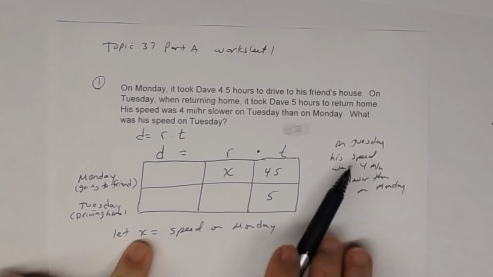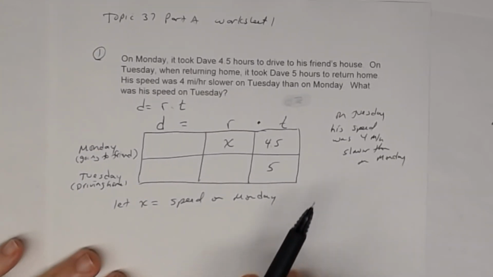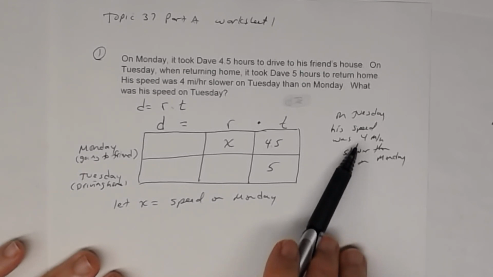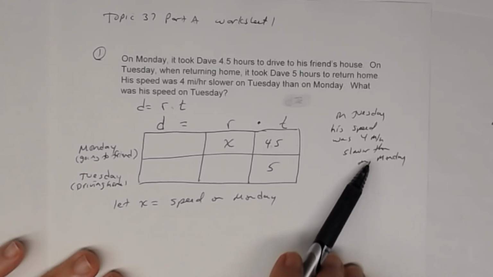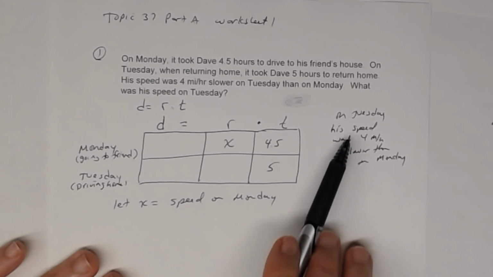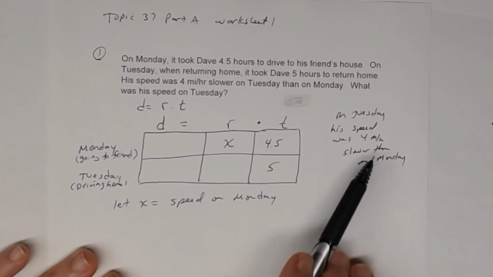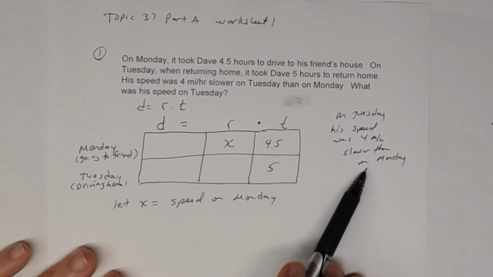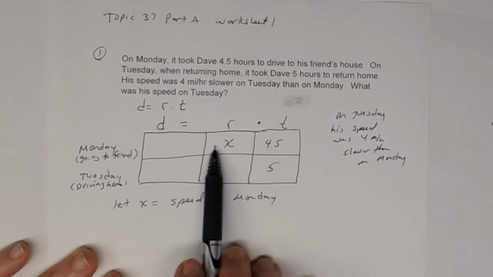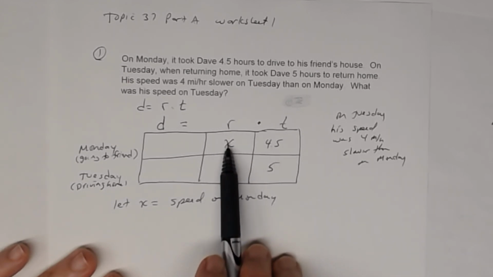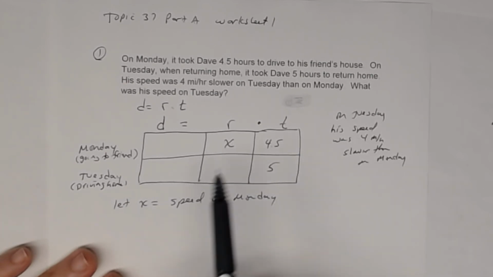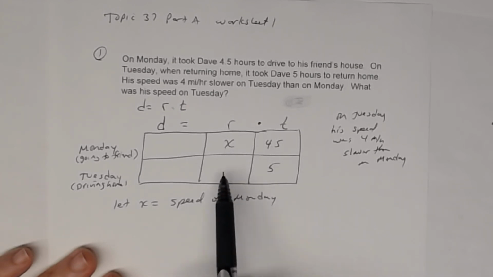And then on Tuesday, here's what you know about his speed. You know that his speed on Tuesday is slower than it was on Monday, right? And notice that you have to be careful when you use subtraction. Subtraction is not commutative. The order in which you subtract does matter. So let's say his speed on Monday is 50 miles an hour. Then what would his speed on Tuesday be? It says 4 miles per hour slower, right? So if this is 50, then this has to be what?